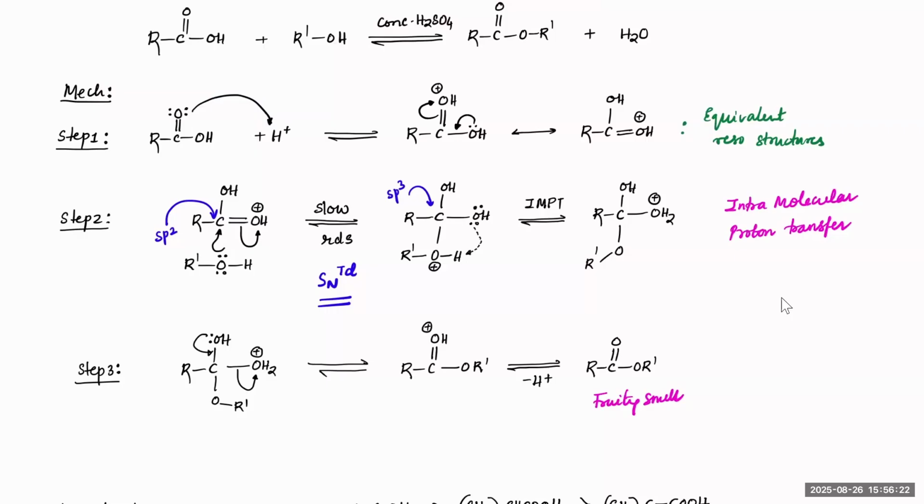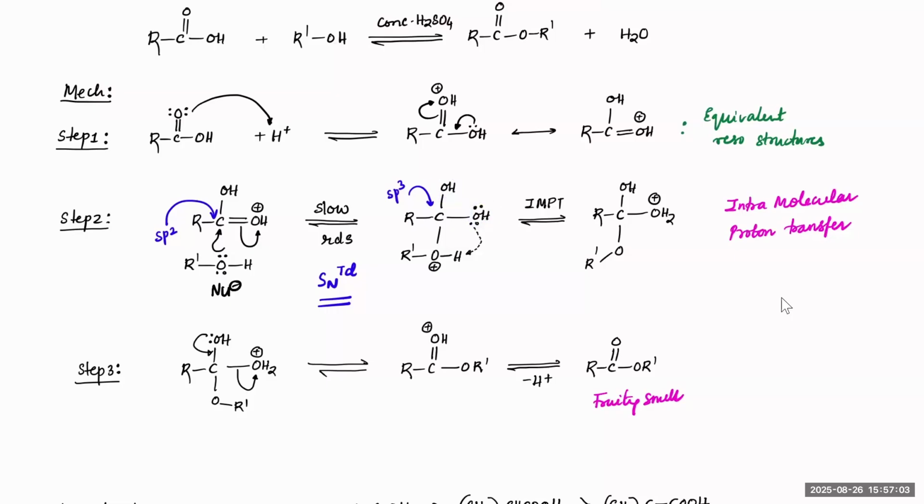Now, once you get this intermediate, this carbon starts to gain sufficient delta positive because of the adjacent oxygen having a positive charge. Charge will get induced on the carbon. And that's when the alcohol as a nucleophile will attack that carbon. And as it attacks, the sp2 carbon is converting into an sp3 carbon. After attacking, you notice this oxygen has a positive charge now. So the adjacent oxygens, this and this, are both at equal distance, isn't it?